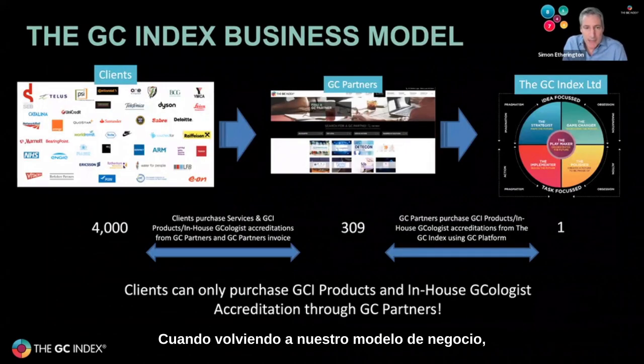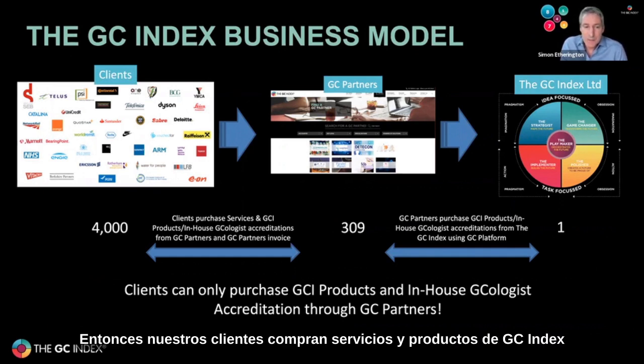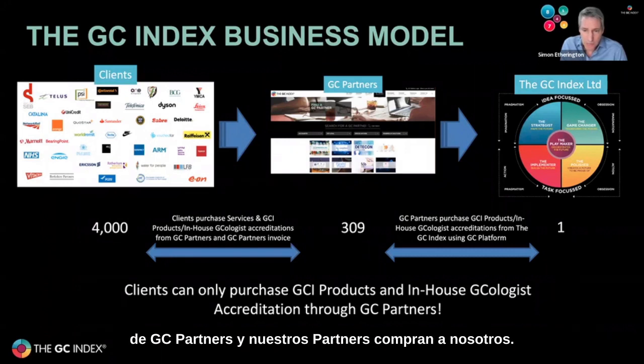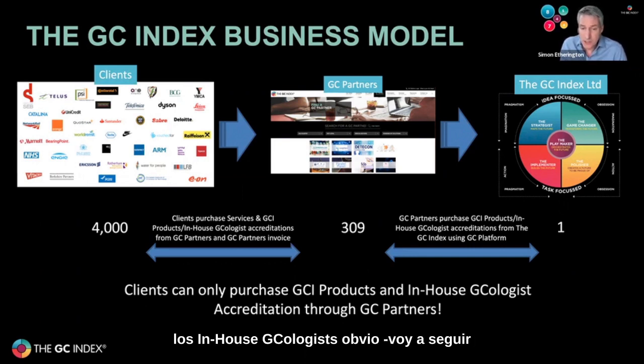Now, when we go back to our business model, we have over 4,000 clients, we have 309 GC partners, and we have us as the GC Index. So our clients buy services and GC Index products from partners, and our partners purchase from us. Okay, so clients can only purchase GCI products and indeed in-house GCologists, I'll come on to that in a minute, through GC partners. And that's our model. We're a purely partner-centric business. So we're totally supporting you as organizations.